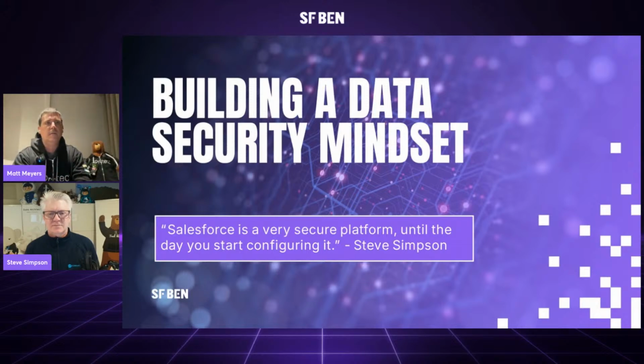We're talking about how to build a data security mindset. There's a very nice quote that I like to talk about everywhere, and Steve reminded me earlier that he was the one who told me this: Salesforce is a very secure platform, until the day you start configuring it. Salesforce is secure, they have a lot of controls in place, but if you do not configure it appropriately, then you could have a data breach.